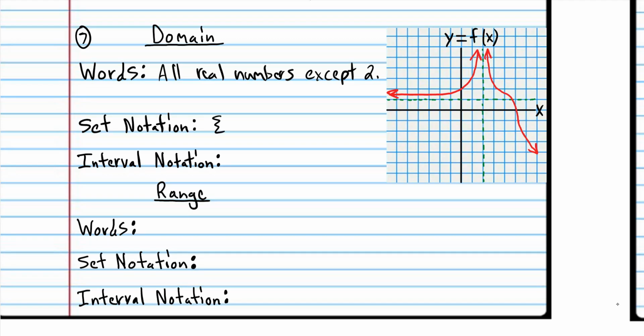In set notation, we say the domain is the set of all x values such that x is not equal to 2. And in interval notation, we say the domain is negative infinity to 2 union 2 to positive infinity.